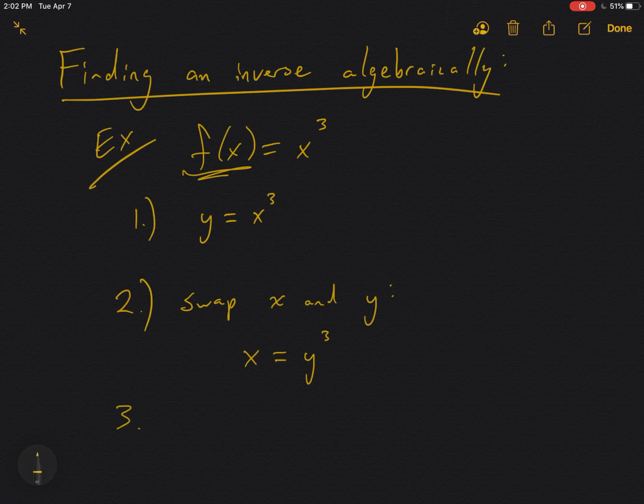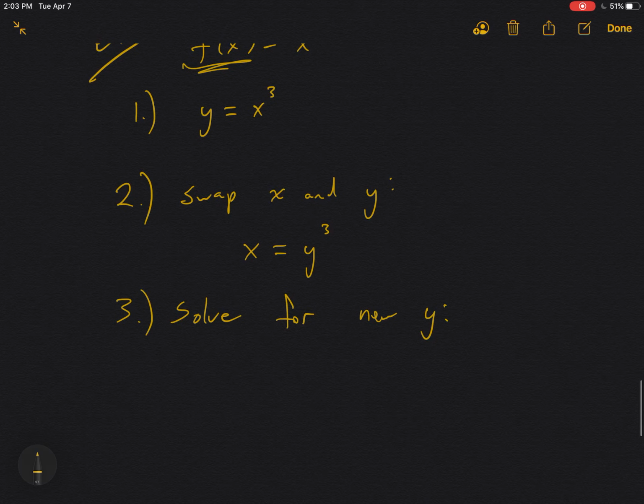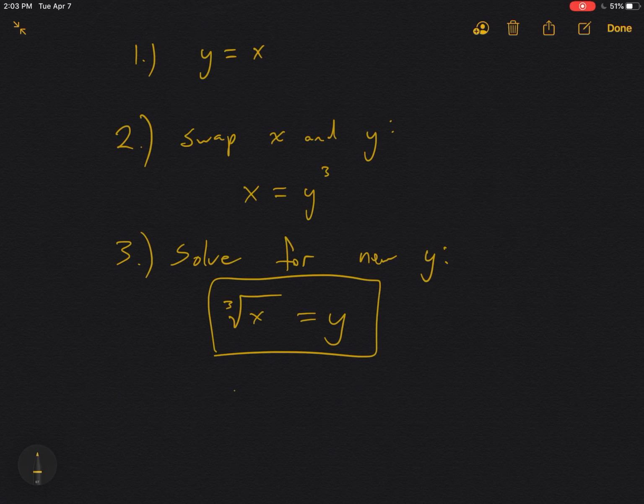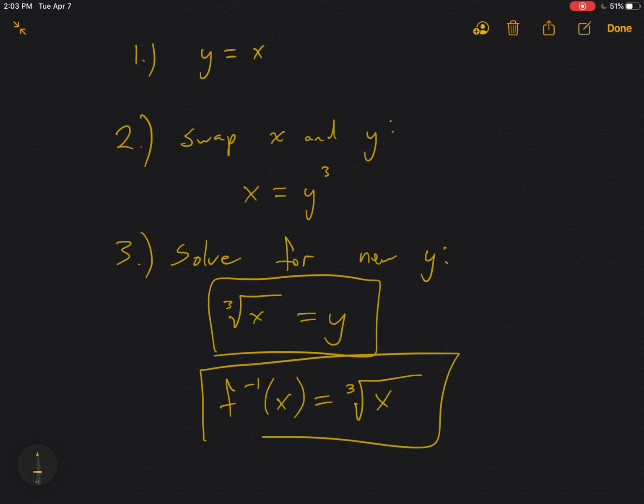And that gives us this technique for finding the inverse algebraically. We can just swap the roles of x and y, and then this new y is going to represent the inverse function. So I'll say solve for new y. If I wanted to solve this equation up here for y, I would probably take a cube root on both sides. That would give me that the cube root of x is equal to y. And that y value is going to represent your inverse function. So if you wanted to write it using the inverse function notation, I would say that the inverse function should be the cube root of x.